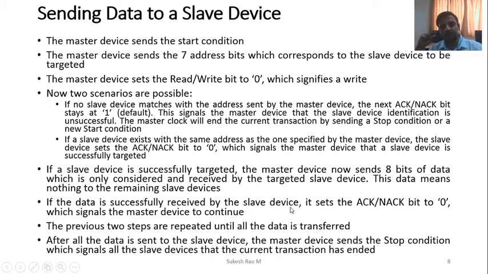Now if the data is successfully received by the slave, again there is an acknowledgement. Who sends it? The slave will send a 0, which indicates it is actually successful. In case it is unsuccessful, then it will repeat from the step number. Again it will send the start condition, and the whole process will repeat. In this way, you can keep sending the data continuously.